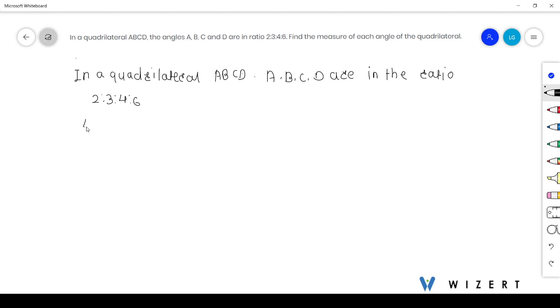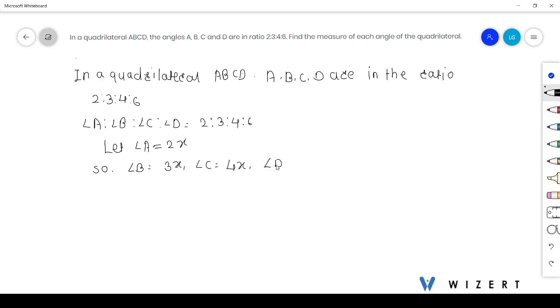So, angle A is to angle B is to angle C is to angle D equals 2:3:4:6. Okay, let angle A equal 2x. So angle B will be 3x, angle C will be 4x, and angle D will be 6x.